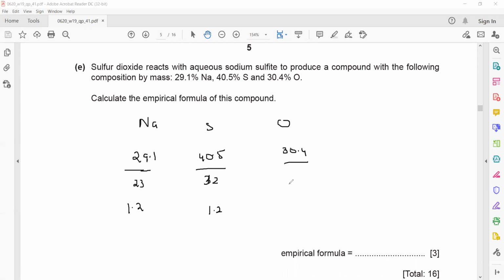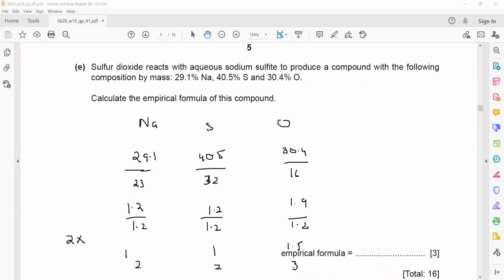Then divide by the smallest value, which is 1.2, 1.2 and 1.2. This will be 1, this will be 1. What about 1.9 divided by 1.2? That's equal to 1.5. Whenever one of the values is 0.5, what will we do? We'll multiply all of them by 2. So this will become 2, 2, and this will be 3. So the empirical formula contains 2 sodium, 2 sulfur and 3 oxygen. So basically it's the formula of sodium thiosulfate.